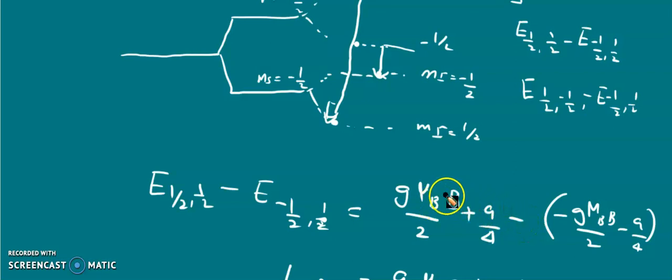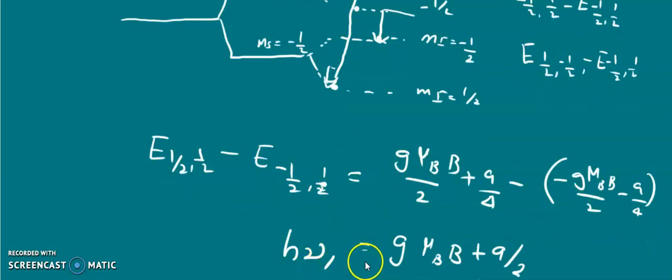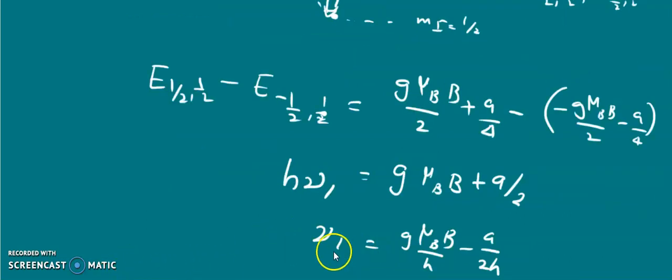So let nu1 be the frequency of that line, then h nu1 is equal to g mu B plus A by 2. And you can find out the corresponding frequency by dividing both sides by h. So nu1 is equal to g mu B by h plus A by 2h. So this is the frequency of the first line, the line having greater energy in the ESR spectrum of hydrogen.